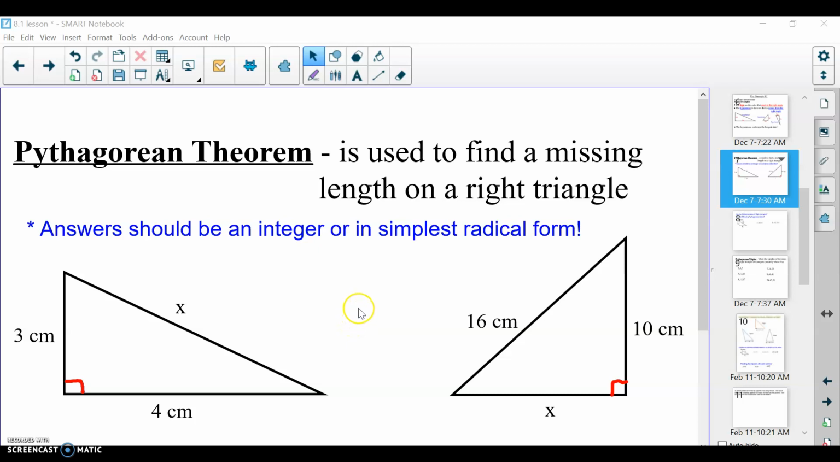So, Pythagorean theorem. Hopefully this is review for you guys. There'll be a few new things, such as right here where it is saying that we want our answer in simplest radical form. So that's super important.